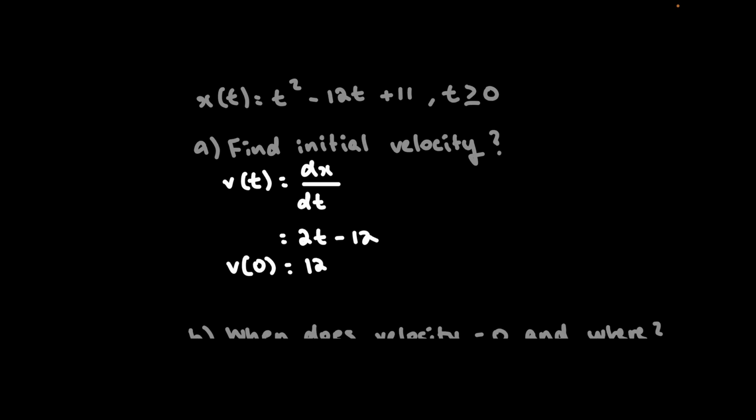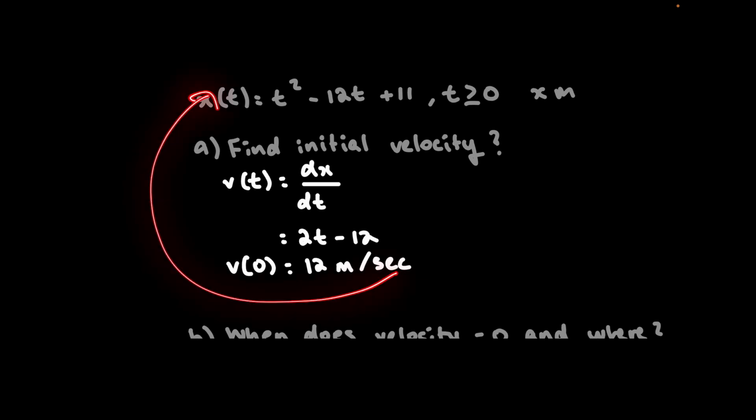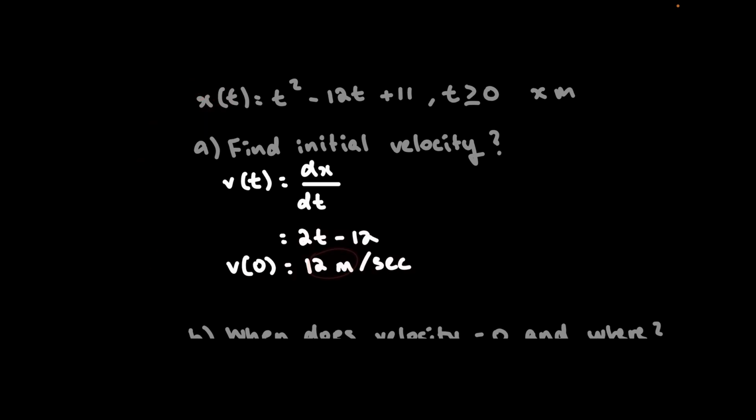And the units for velocity will always be something like meters per second. In the question they didn't say it, but x is in meters. So that means meters per second. Meters per second is the rate of change of your displacement. So 12 meters per second is the initial velocity at time equals 0.